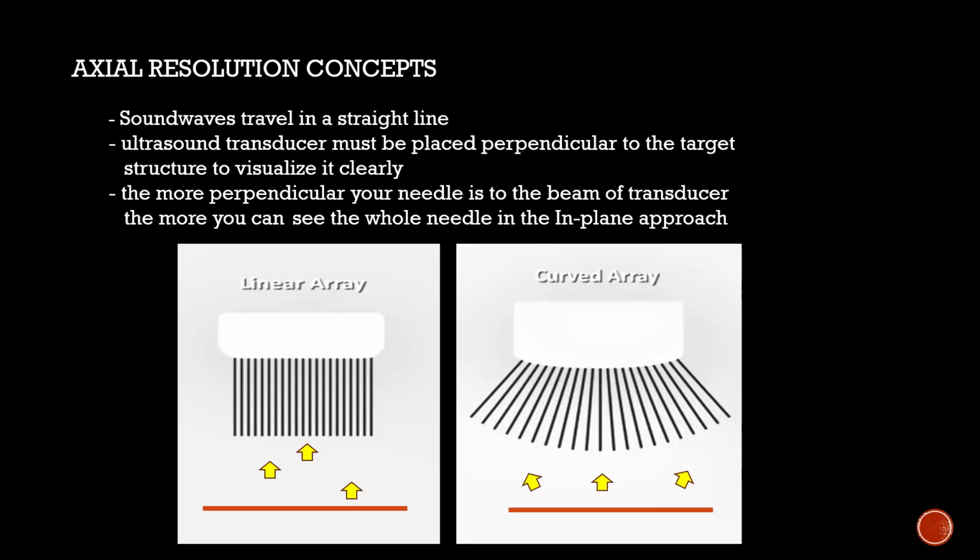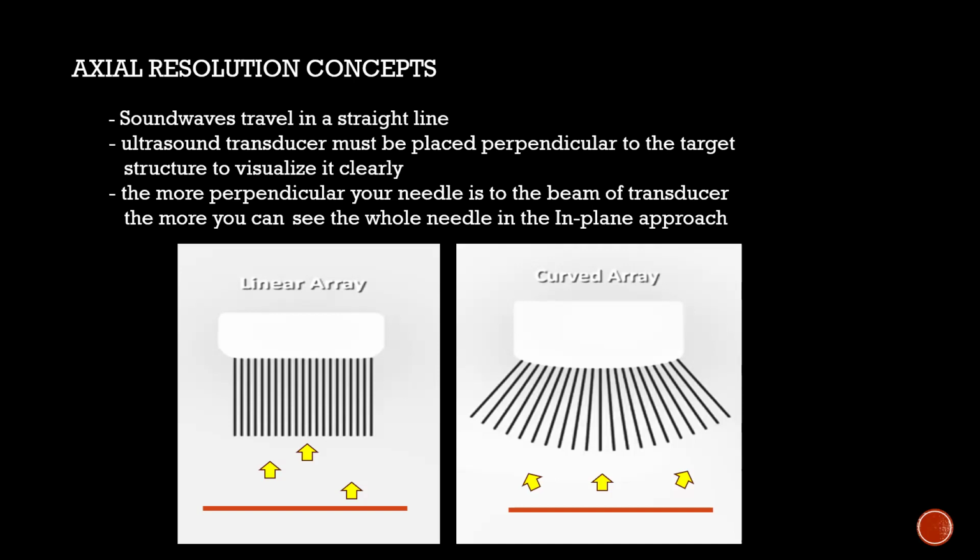For image resolution, we follow these concepts: sound waves travel in a straight line. Hence, the ultrasound transducer must be placed perpendicular to the target structure to visualize it clearly. The more perpendicular your needle is to the beam of the transducer, the more you can see the whole needle in the in-plane approach. As you can see in this figure, for the linear probe, the beams of the transducer travel in the same downward direction. Hence, if you place your needle perpendicular to the transducer, all sound waves will be reflected back to create an image of the whole needle.